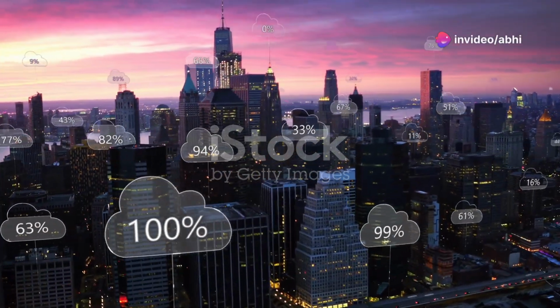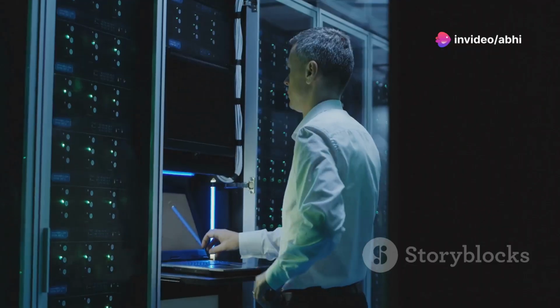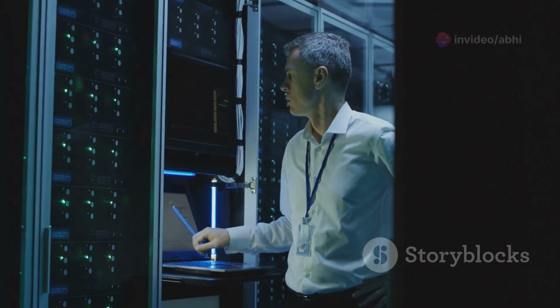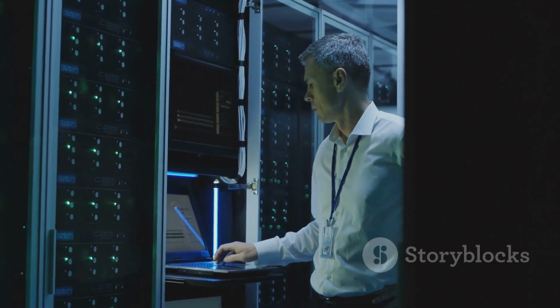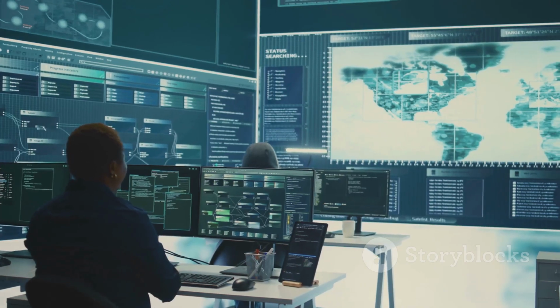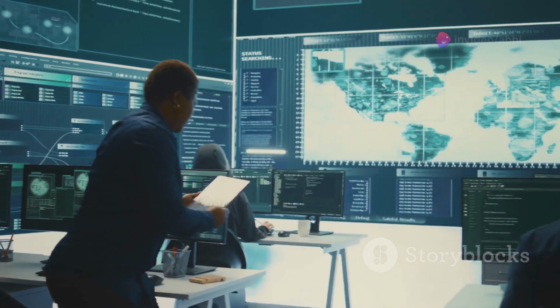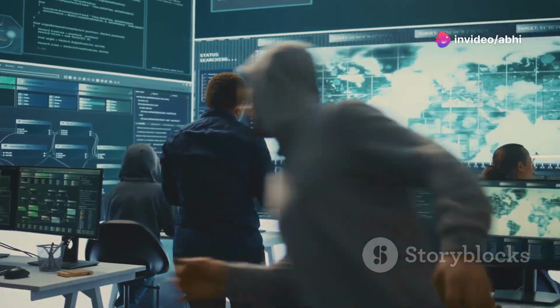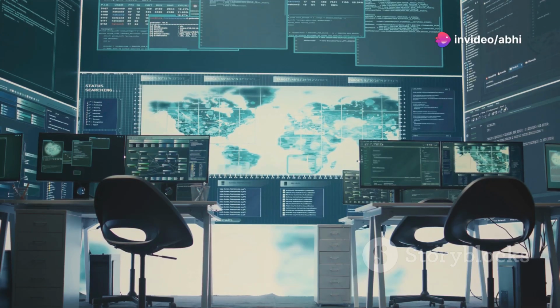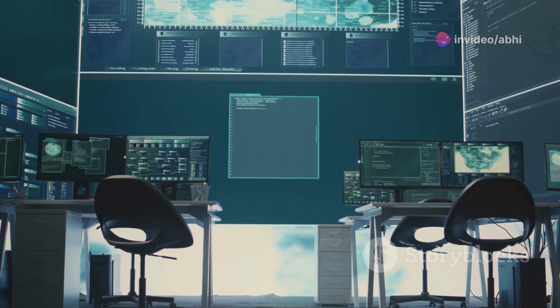The cloud has revolutionized how we work and live. Businesses and individuals rely on cloud services for data storage, application hosting, and more. This reliance brings unprecedented convenience, but also significant security risks. Protecting your cloud network is no longer optional, it is essential.